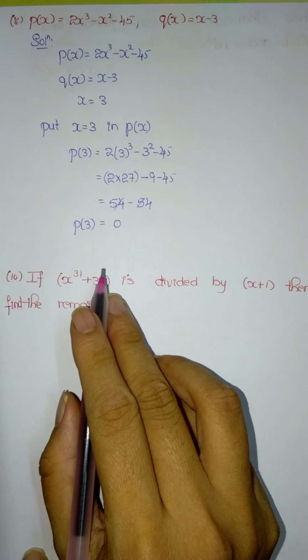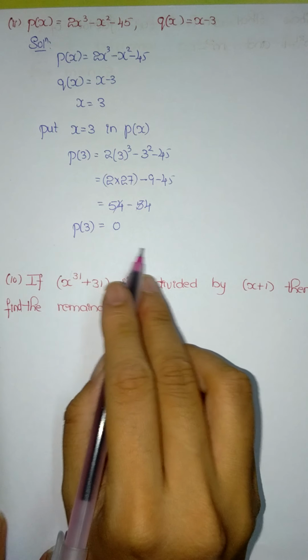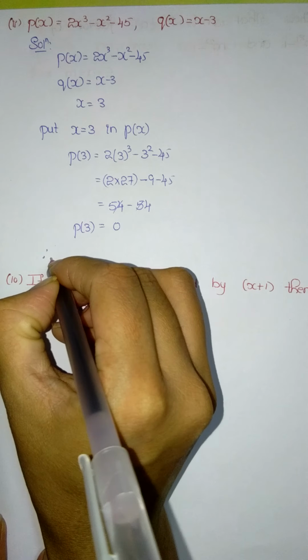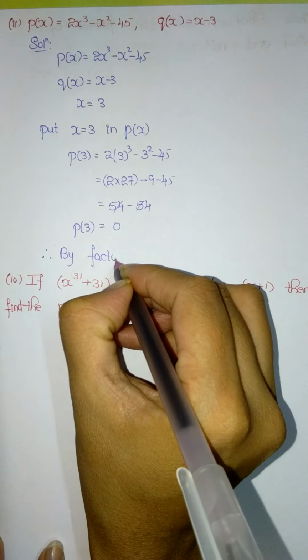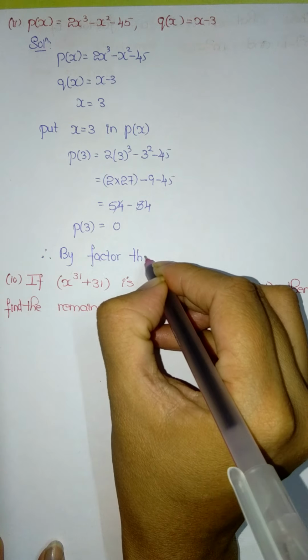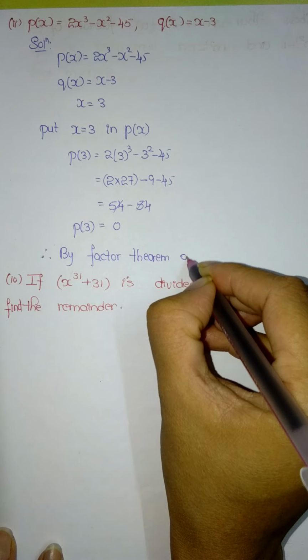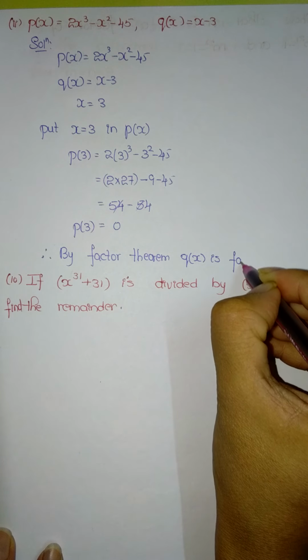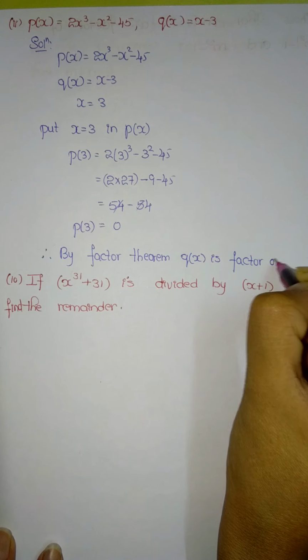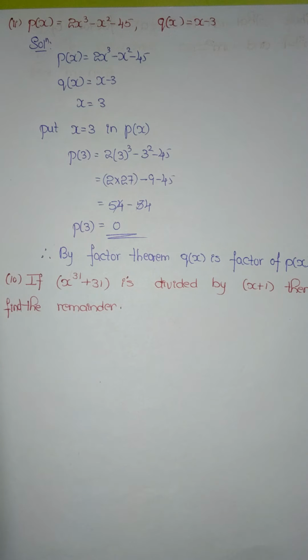यहाँ पे 0 आया है, that's why q of x is a factor of p of x. Therefore by factor theorem, q of x is factor of p of x. So it completes our question number 9. Next move on to the question number 10.